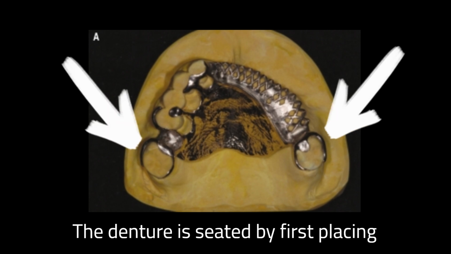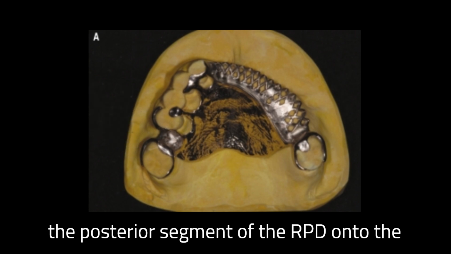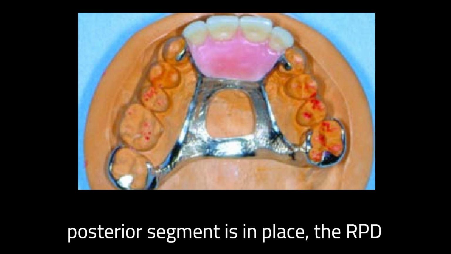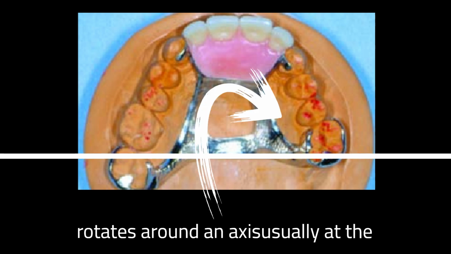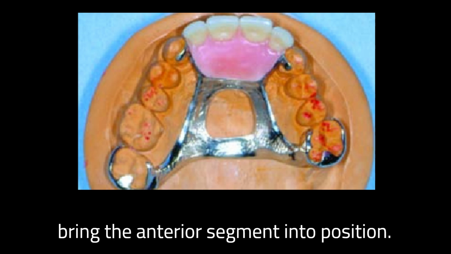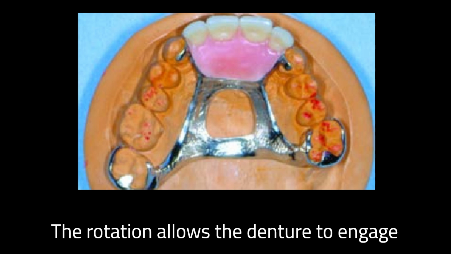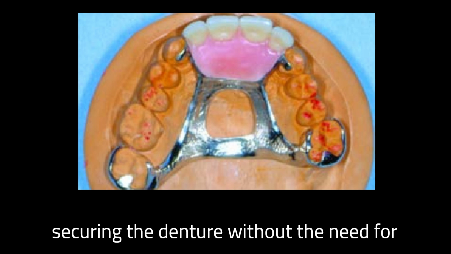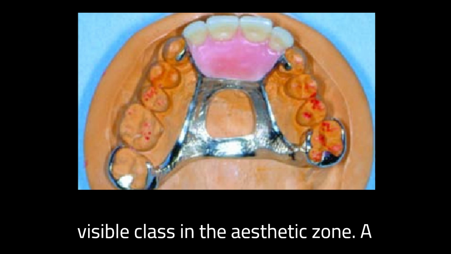The denture is seated by first placing the posterior segment of the RPD onto the posterior abutment teeth. Once the posterior segment is in place, the RPD rotates around an axis, usually at the distal end of the posterior abutments, to bring the anterior segment into position. The rotation allows the denture to engage undercuts in the anterior abutments, securing the denture without the need for visible clasps in the aesthetic zone.